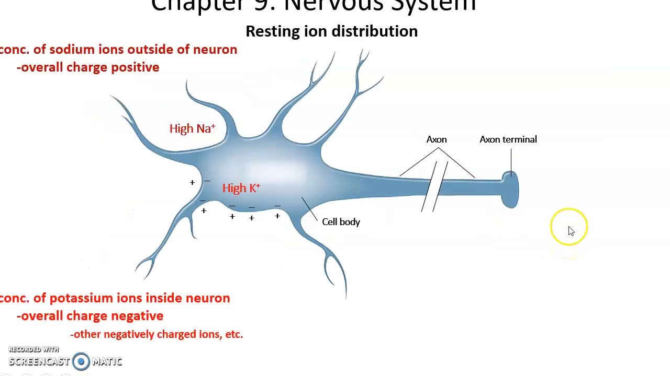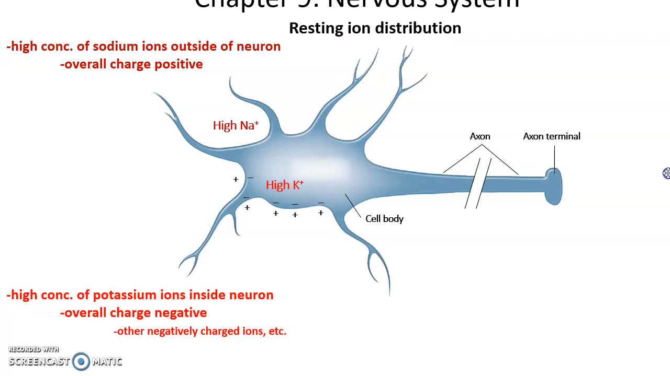Remember that. So it turns out that it is the distribution of sodium ions and potassium ions that help maintain this polarization. So you have a high concentration of sodium ions on the outside of the neuron and a low concentration on the inside. You have a high concentration of potassium ions on the inside of the neuron and low on the outside. And this gives us an overall positive charge outside of the neuron and a slight negative charge inside, partly because of other things inside the neuron that are negatively charged.